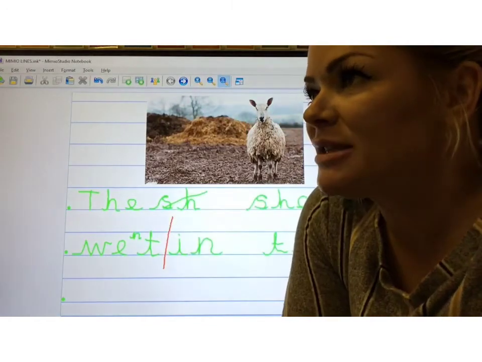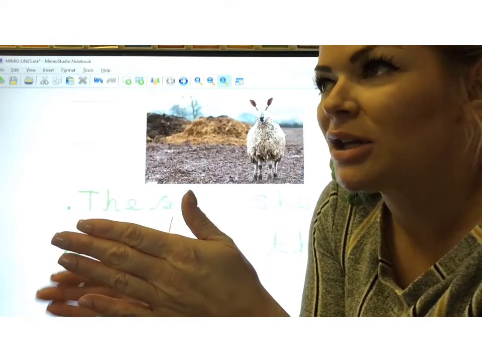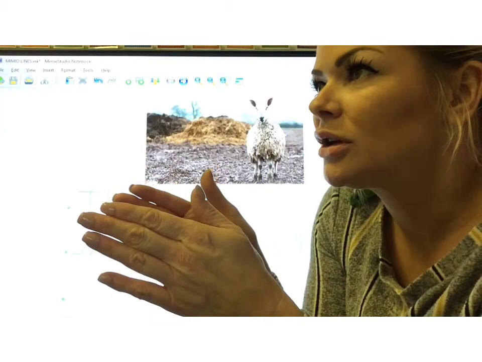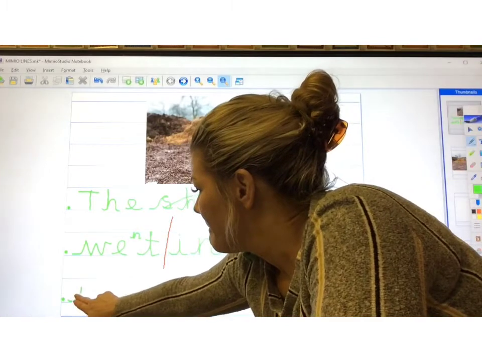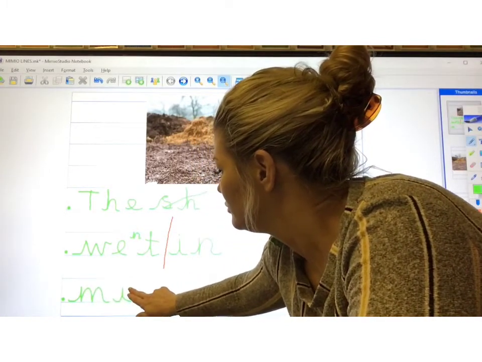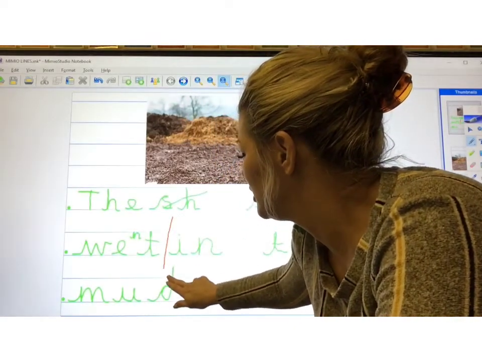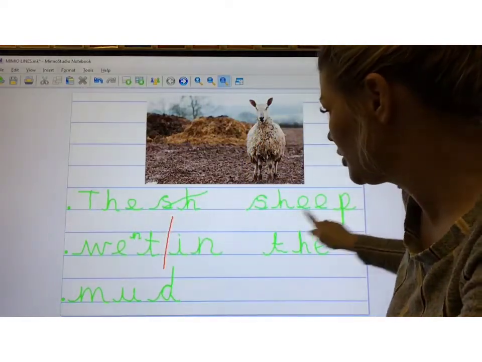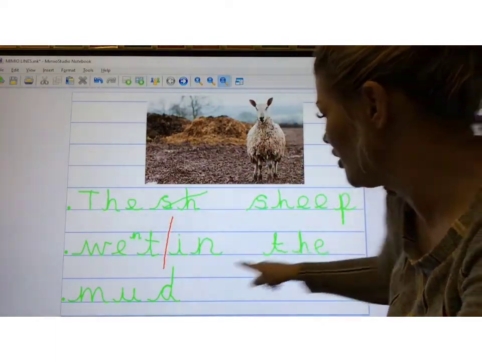Fred, can you help with mud? Mud. Use your robot arms, please. Mud. M-A-D. M-A-D. Mud. M. A. M-A-D. Mud. D. Mud. The sheep went in the mud.